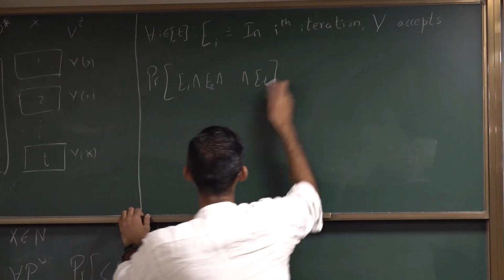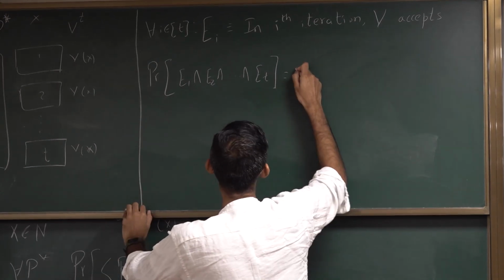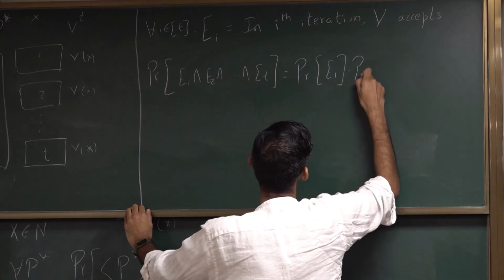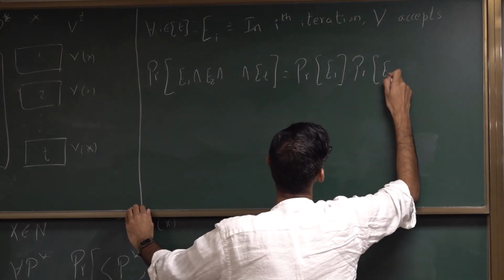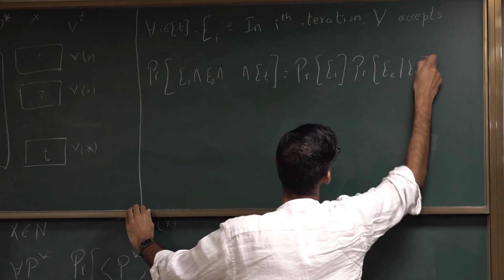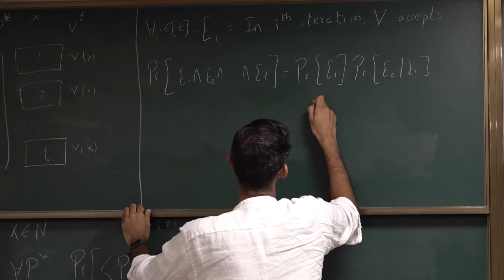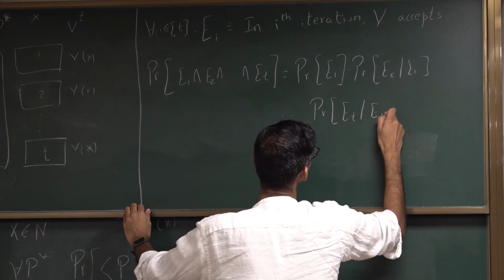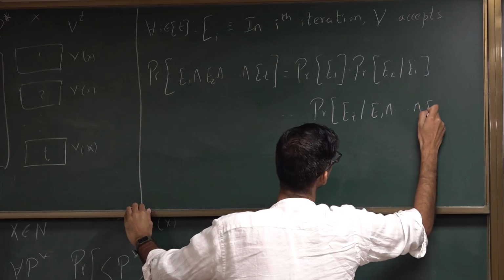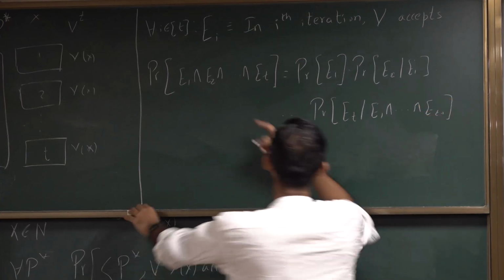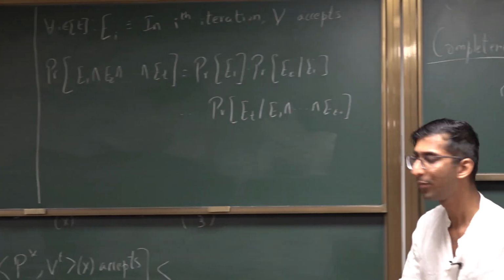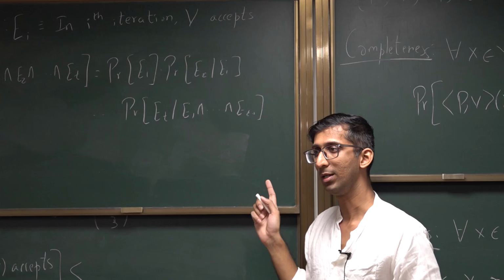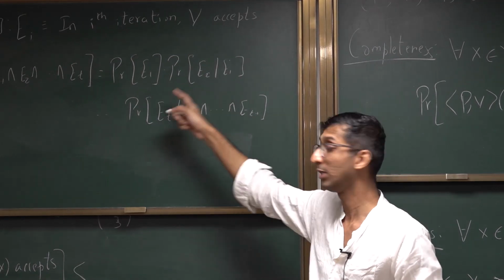Now, this is simply by the Bayes theorem. This is simply the probability that E1 happens times the probability that E2 happens given E1 happens, and you just take the product all the way until you get to the probability that E_T happens given that E1 happens and all the way up to E_(T-1) happens. Right? This is what this probability is equal to. And now, okay, what can we say about each of these probabilities?